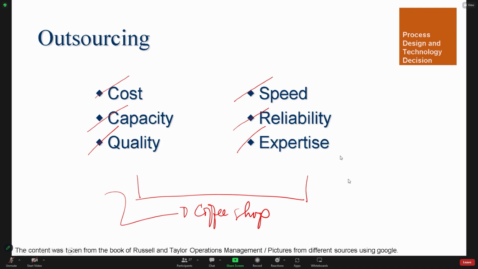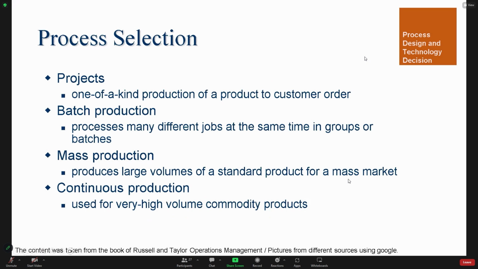understand, okay, in outsourcing. So, in looking at process selection, okay, so what kind of process are you going to use, okay?